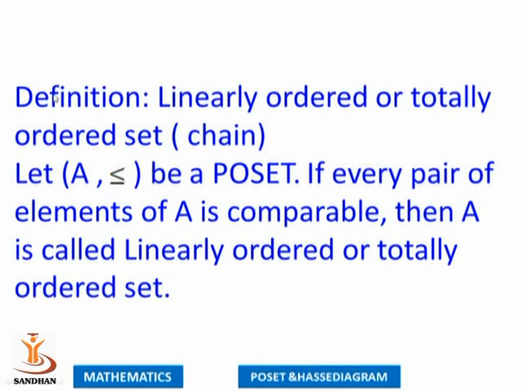Right. So here we take another definition, linearly ordered or totally ordered set, which is also called a chain. If we are given any poset, our notation for a poset is (A, less than or equal to), where A is our set and less than or equal to is our relation. If we have any poset (A, less than or equal to), and if every pair of elements of A is comparable, then A is called a linearly ordered or totally ordered set. That is, if we have 3 elements in a set and all the 3 elements are related to each other, then it belongs to a chain.